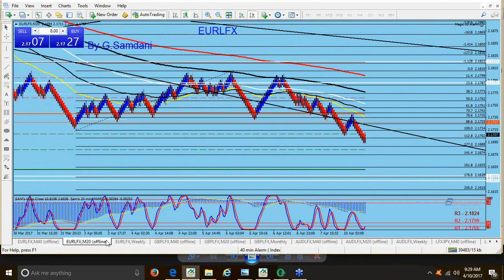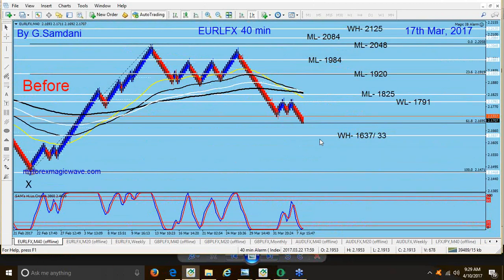Where did it go? Here. Okay, Euro. 40-minute chart and 20-minute chart when I'm playing around, and I think you should watch out for this area. Simple as that. 61.8%. Let's see what happens. If this is wave 1, and this is what I think it is.